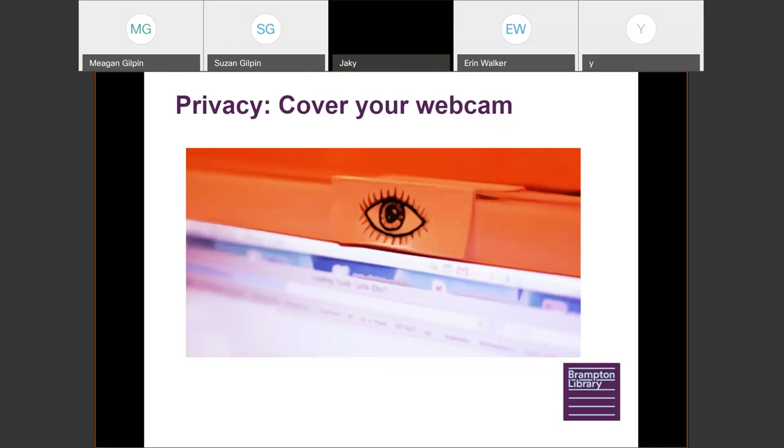If you're using an external webcam, so one that just plugs into your computer through a USB port, the simplest thing you can do is only connect it when it's in use. If you don't need it, unplug it.